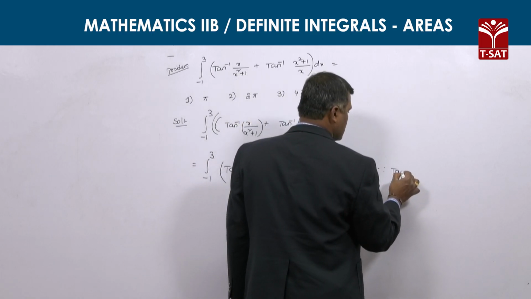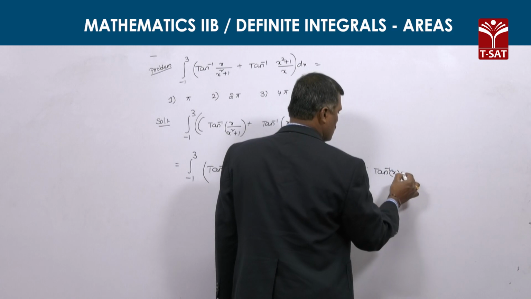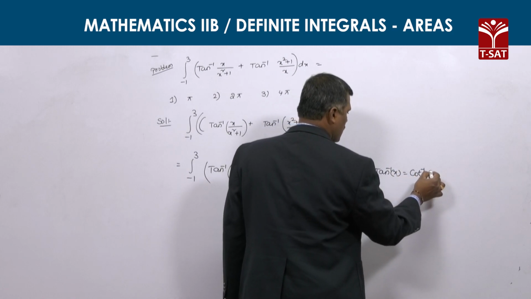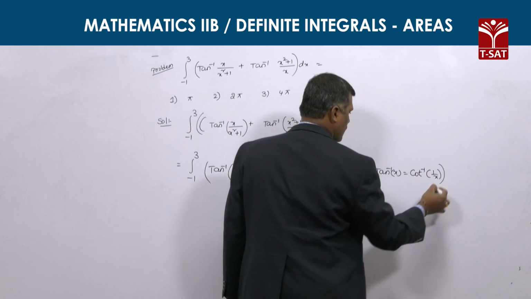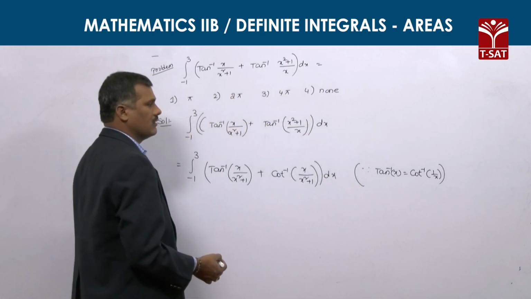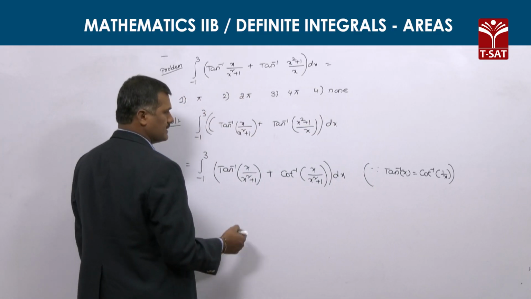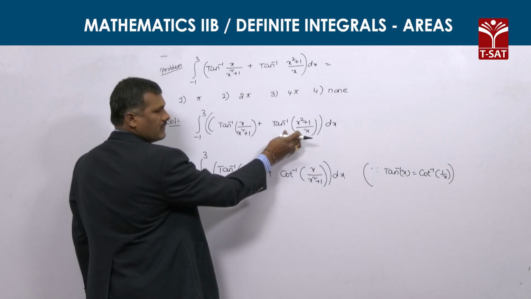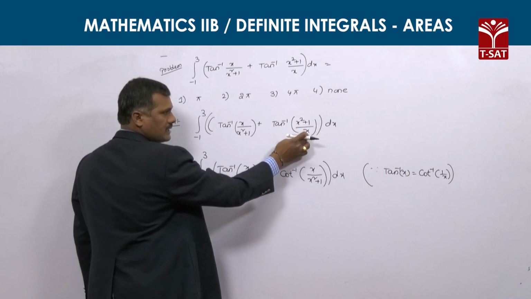tan inverse x is equal to cot inverse of 1 by x, tan inverse x is equal to cot inverse of 1 by x. And here tan inverse of (x square plus 1) by x.